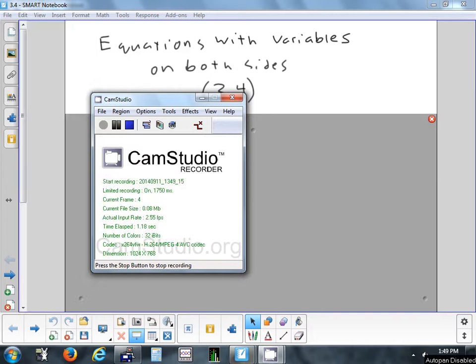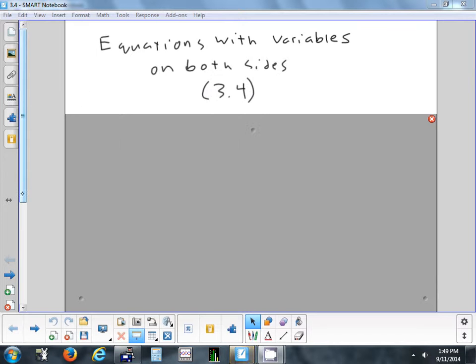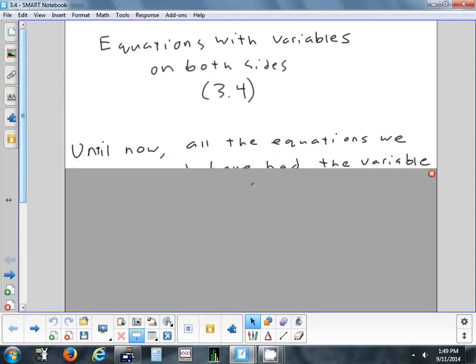Okay, so today we're going to take a look at 3-4. It's still solving equations. Now we've got variables on both sides. When you have variables on both sides, you have some choices in how you want to solve the problem. Both ways that you could choose might work. We'll try to pick the easiest way.